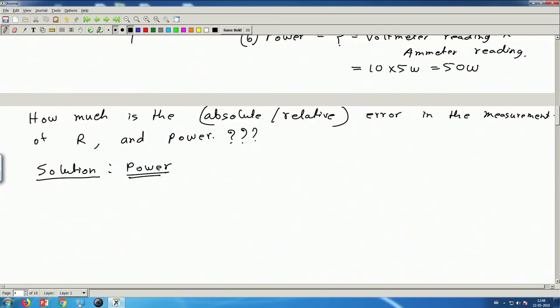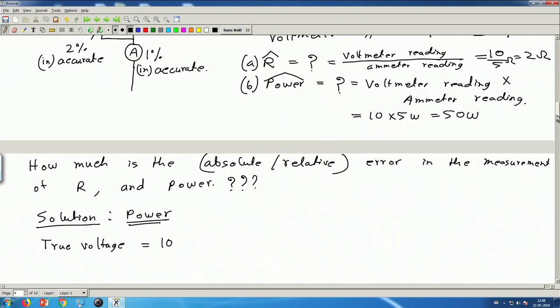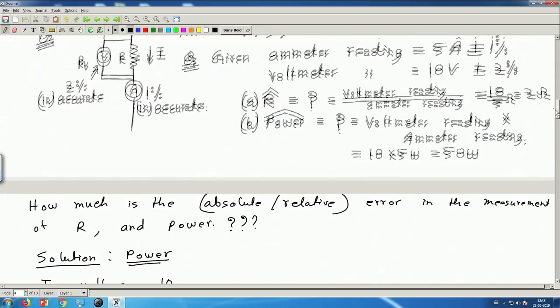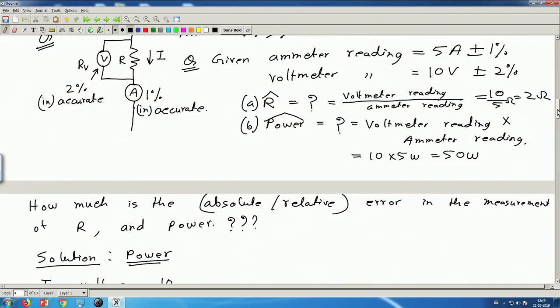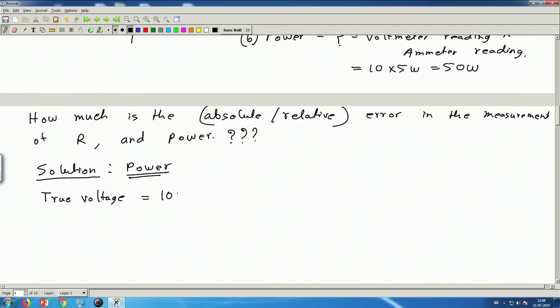Now true voltage is voltmeter reading, which is 10 volt, plus minus 2%. So true voltage is 10 volt plus minus 2%. So this will be 10 plus minus 0.2 volt.